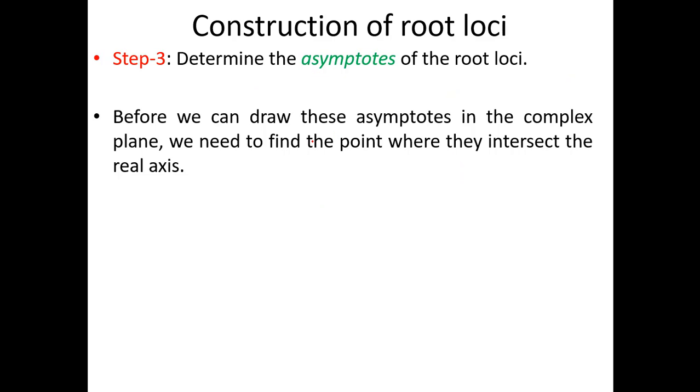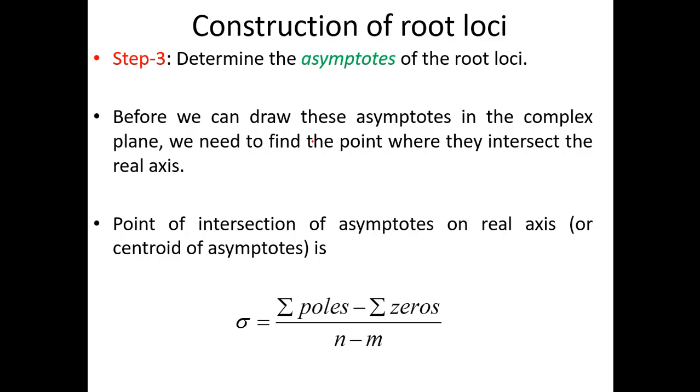Now we have to move forward and determine the asymptotes on the root locus. The second thing is the point at which the asymptotes start, the centroid of the asymptotes. The formula for that is sigma equal to the summation of poles minus the summation of zeros, divided by the number of poles minus the number of zeros. This point will be on the real axis. Make sure that this point is not on the imaginary axis.